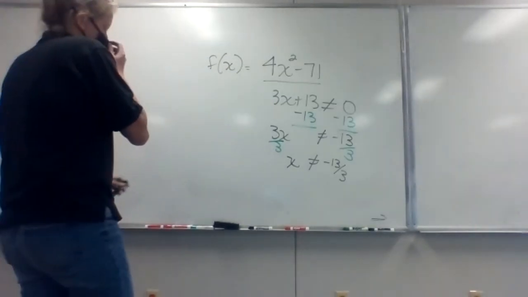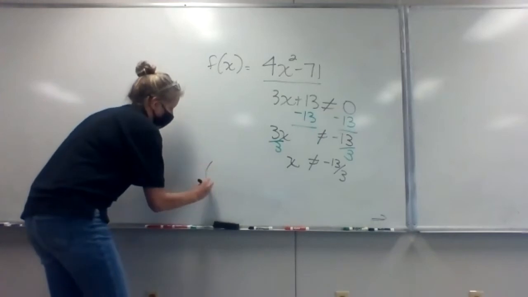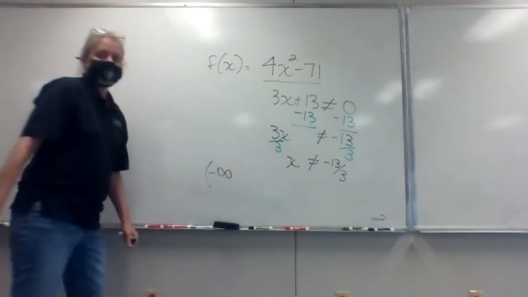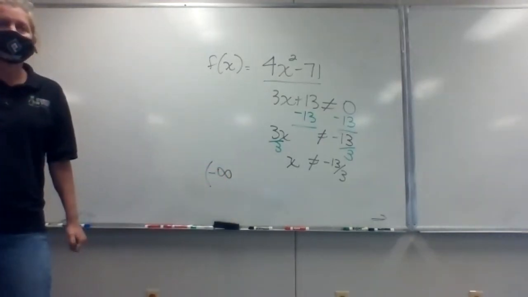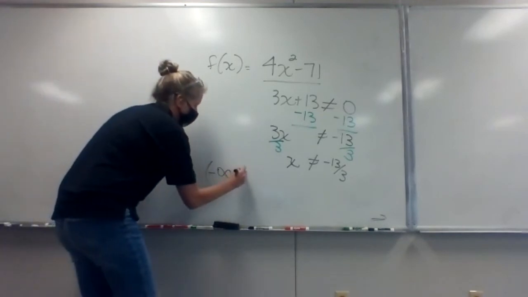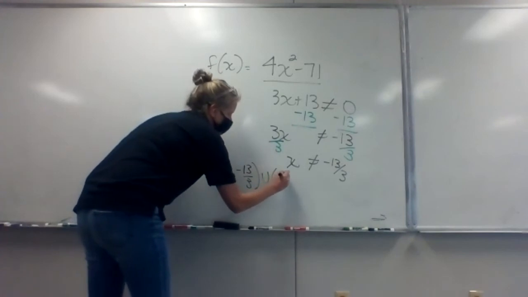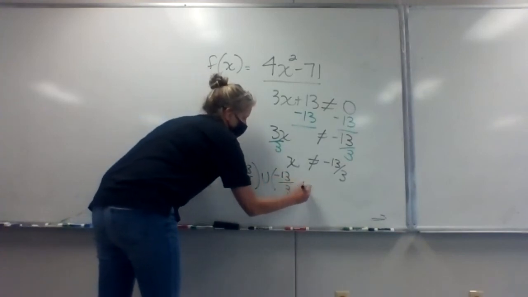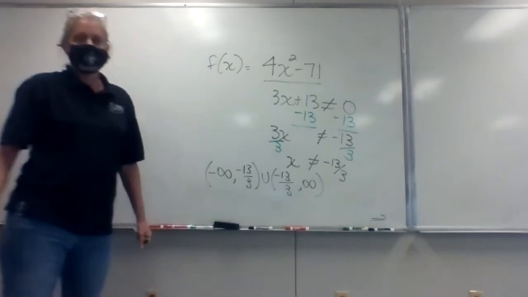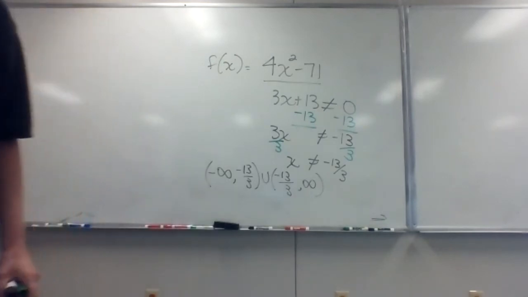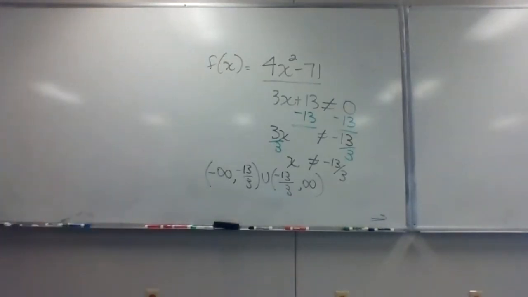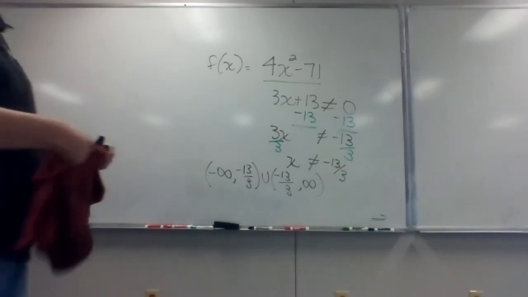So there's set builder, and then what about interval? From the bottom, -infinity to -13 thirds, and above -13 thirds. So -13 thirds to +infinity. Last one.